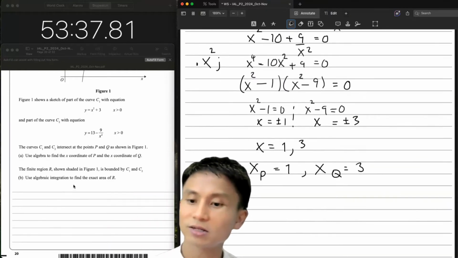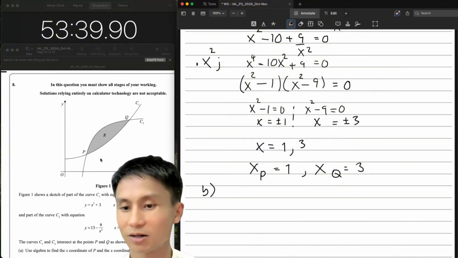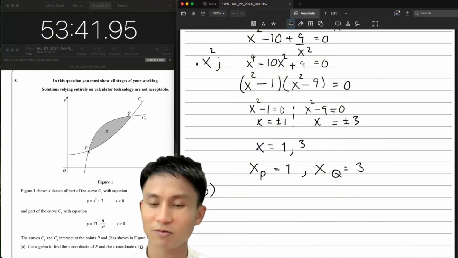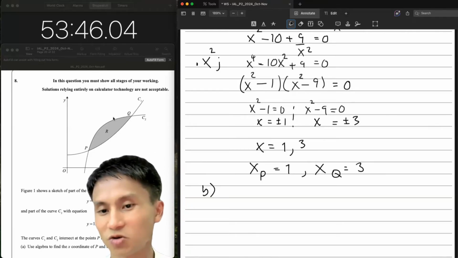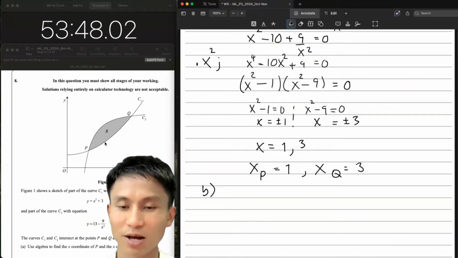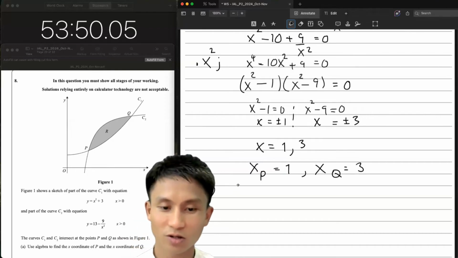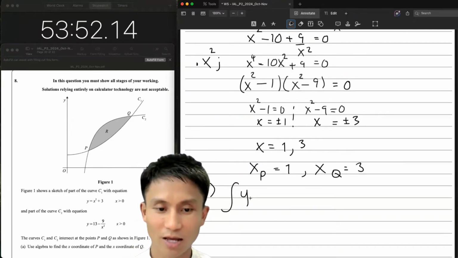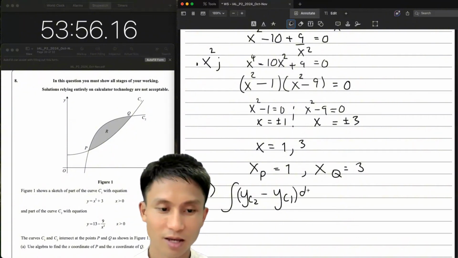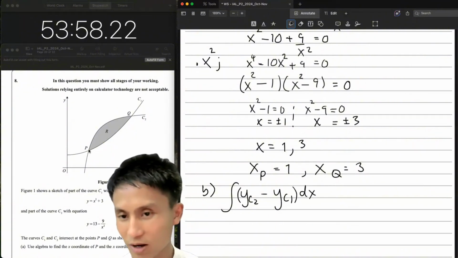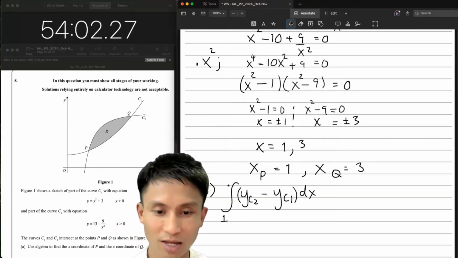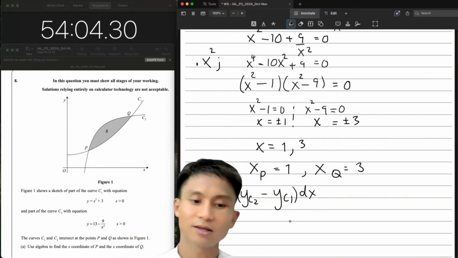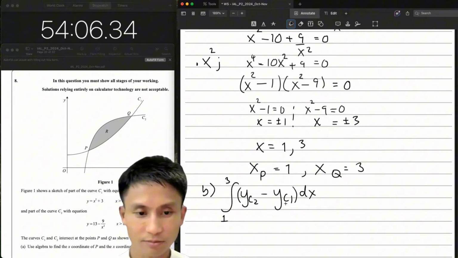Use algebraic integration to find the exact area of R. So that goes from x being from P to Q. Now, because we can see that C2 is above C1 in these bounds, we're going to do the integral of y of C2 minus y of C1, where the bounds will start from P to Q. So x of P is 1, x of Q is 3. So that's just that.